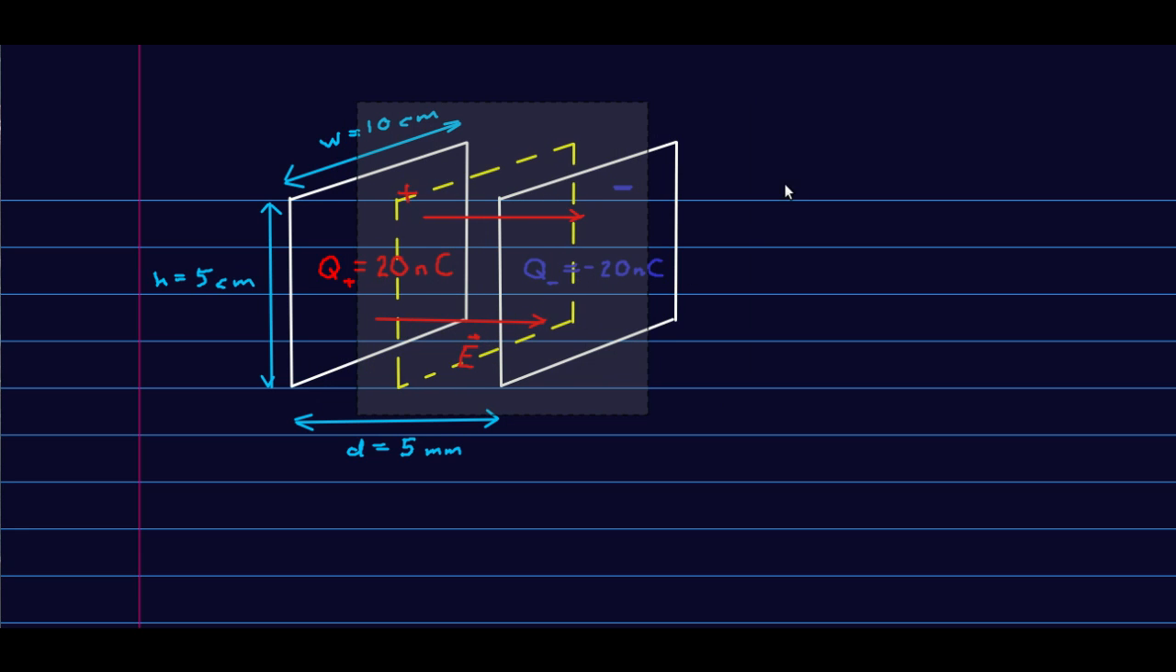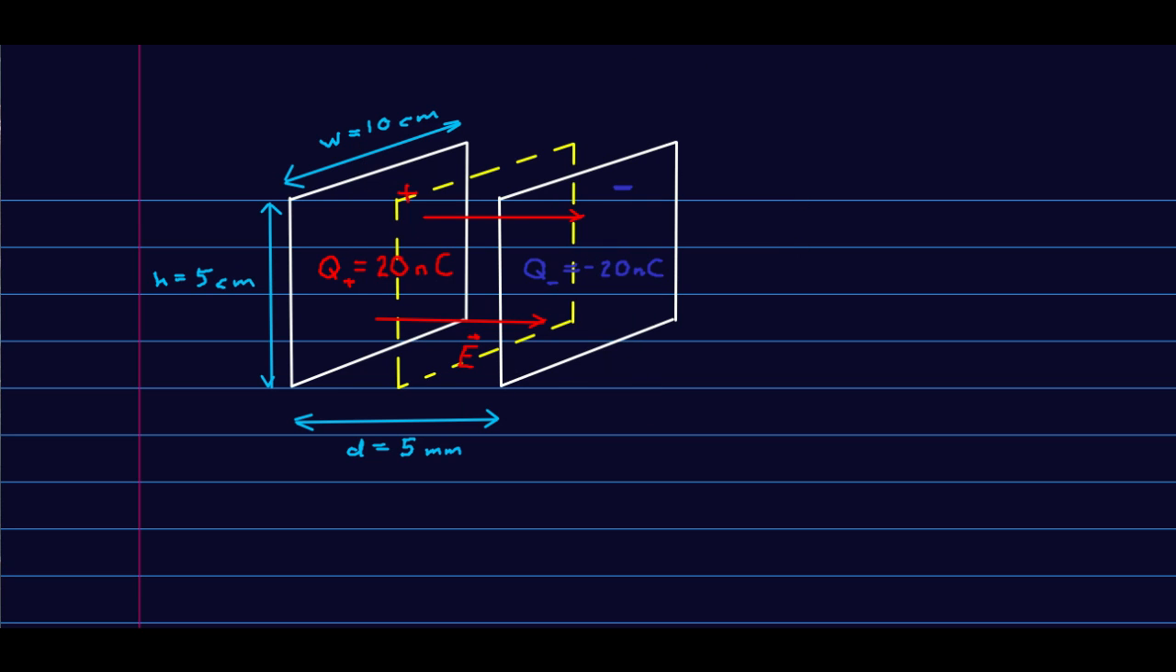So I'm just going to drop it down any old place and remind you that we're going to get the flux, the electric flux, by E dot A. And let's just look at that area vector.